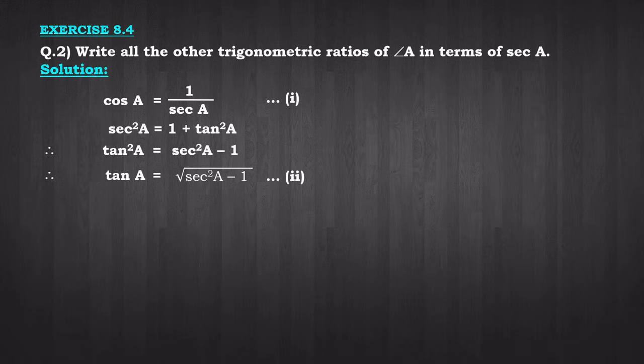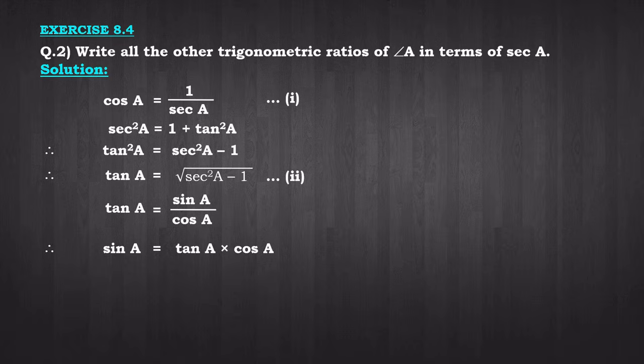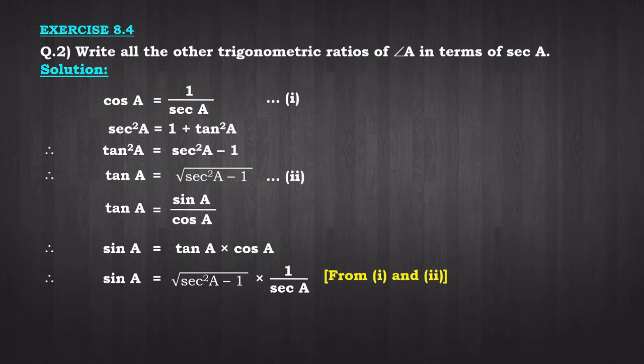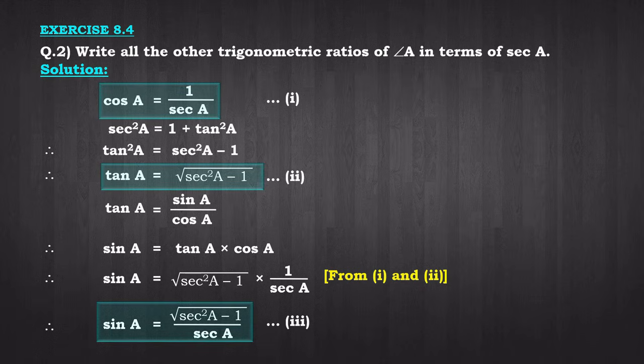Now, we know that tangent A is equal to sin A divided by cosine A. Rearranging, sin A is equal to tangent A multiplied by cosine A. Now substitute the values from equation 1 and equation 2. This gives sin A is equal to the square root of secant squared A minus 1 multiplied by 1 upon secant A. Therefore, sin A is equal to the square root of secant squared A minus 1 divided by secant A. This is equation 3. Next, we will use these results to find the remaining trigonometric ratios in terms of secant A.